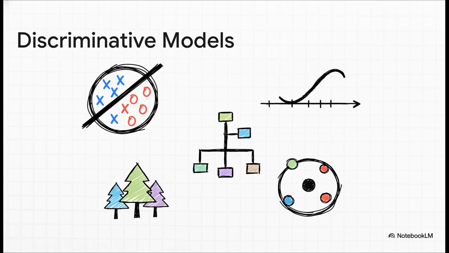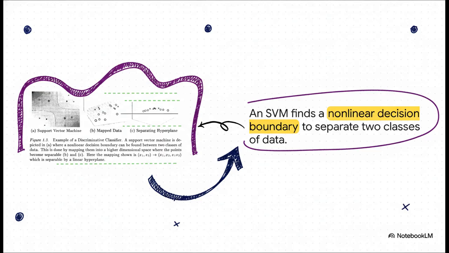Their job is straightforward classification. Is this email spam or not? Is this transaction fraud or legit? They're built for one thing. Look at the data, make a call. And this image is a perfect example of what they do. This is what a support vector machine, an SVM, is trying to accomplish. Its entire goal is to draw the best possible line, or in this case, a curve, to separate the two groups of data points. It is literally discriminating between the circles and the crosses.